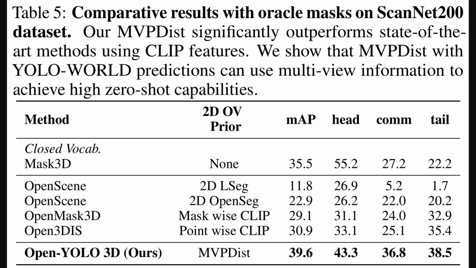Okay, building on those impressive speed and accuracy numbers, this next table, Table 5, shows comparative results using what are called oracle masks on the ScanNet 200 dataset. Oracle masks essentially mean the system is given perfect, ground truth outlines of the objects, so this test really isolates how well the multi-view prompt distribution component assigns labels. And as you can see, Open-YOLO 3D, listed as ours and using its multi-view prompt distribution, achieves a mean average precision of 39.6, significantly outperforming other methods, especially those relying on CLIP features. This really highlights the strength of the multi-view prompt distribution approach for accurate open vocabulary labeling.